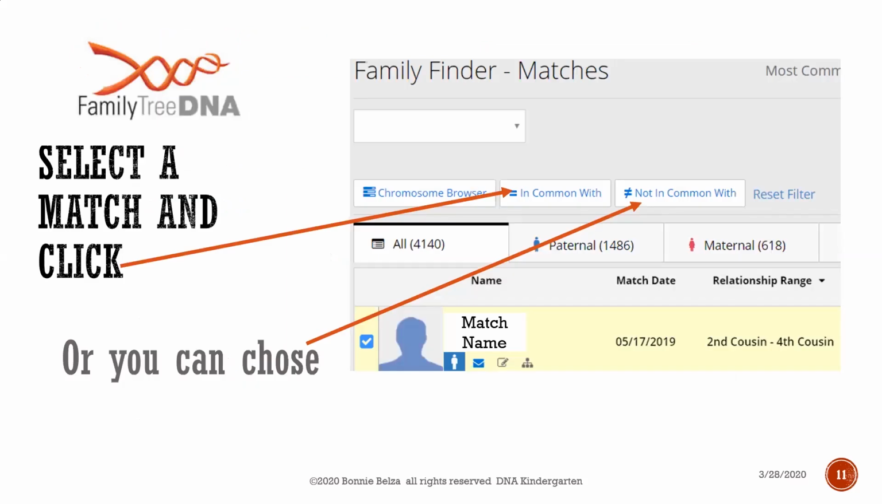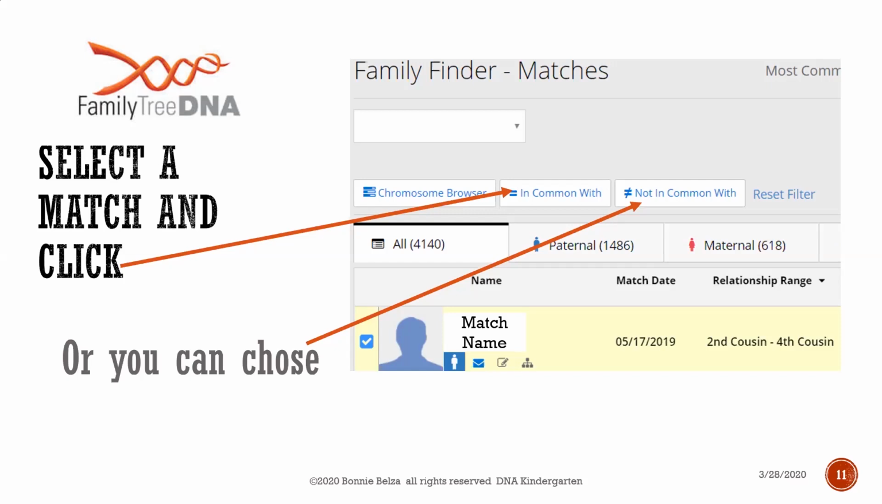Family Tree DNA, as we said earlier, calls their shared matching being in common with. And it will list the matches that you and a person you've chosen out of your match list share. You can see on the bottom where I put a check mark next to the match that's identified as a second to fourth cousin. And then I click on in common with. This will give me a list of people that I share DNA with as well as the target match.